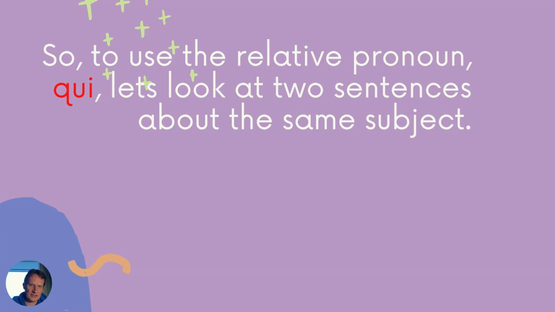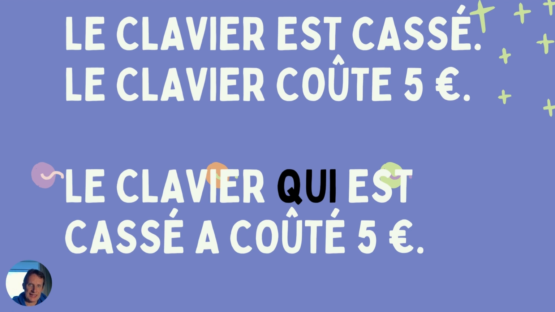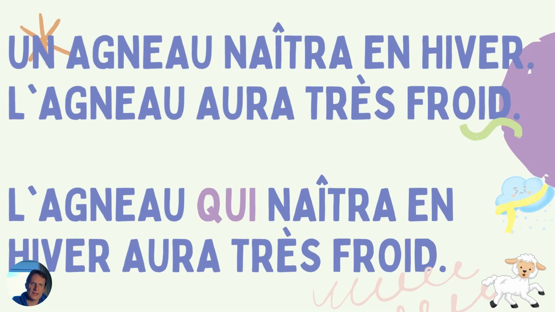So, to use the relative pronoun qui, let's look at two sentences about the same subject, and then we'll put them together. Le clavier est cassé. Le clavier coûte 5 euros. So, the keyboard is broken. The keyboard cost 5 euros. So, putting together using qui, le clavier qui est cassé a coûté 5 euros. Un agneau naîtra en hiver. L'agneau aura très froid. L'agneau qui naîtra en hiver aura très froid.